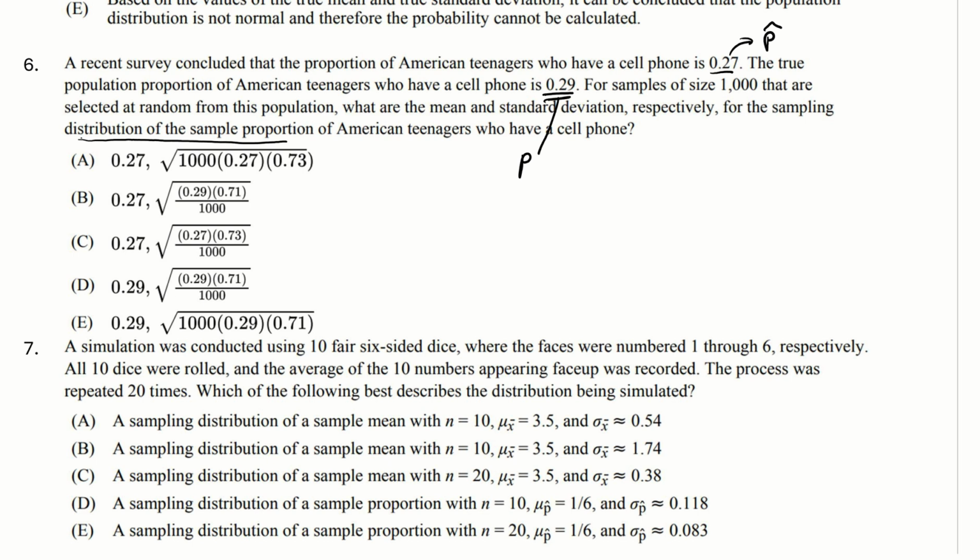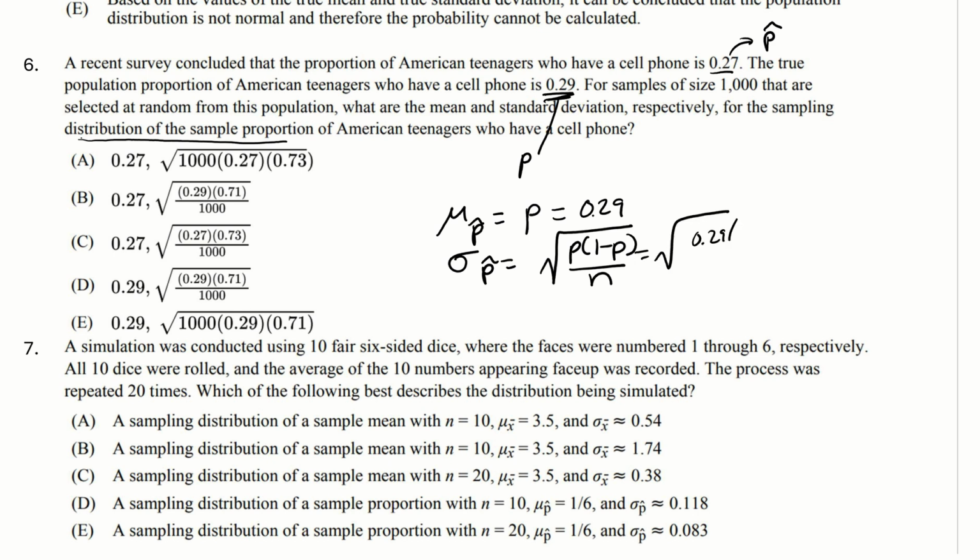So we're going to focus on the true value because we know that the mean of the p hat is going to be equal to p anyways. So that's from the formula. So the mu of p hat is 0.29. The standard deviation is just the formula that they give you, which is the square root of p times 1 minus p divided by n. All right, which in this case is the square root of 0.29 times 1 minus 0.29 divided by 1,000. Okay, so here the answer is D.